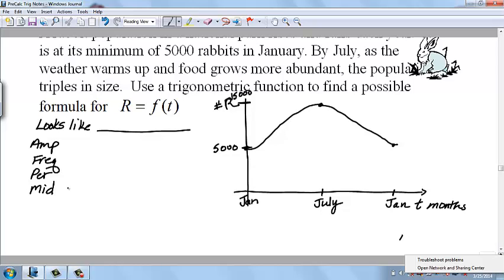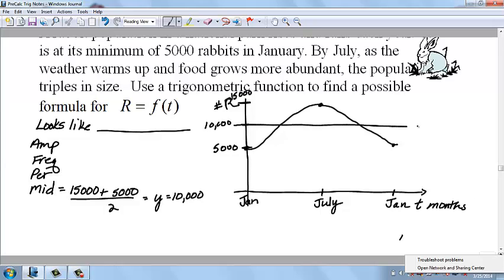So the midline is high, which is 15,000, plus low, which is 5,000, divided by 2. That comes out to be y equals 10,000. That's our midway, so 10,000 would be about right here. So there's our midline. Amplitude is high minus midline, so we got 15,000 minus 10,000 equals 5,000. Frequency we don't know yet. Period, it took us 12 months to see this, which is a whole year. So it's 12 equals 2 pi over my frequency. Flip their places, so it's pi over 6 is our frequency.